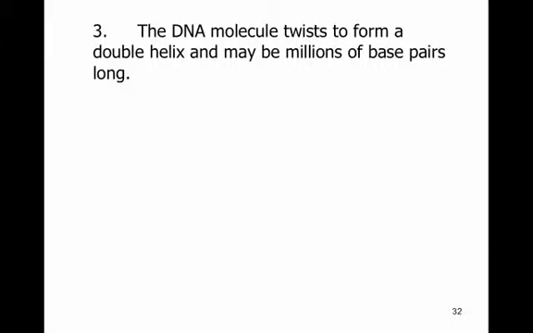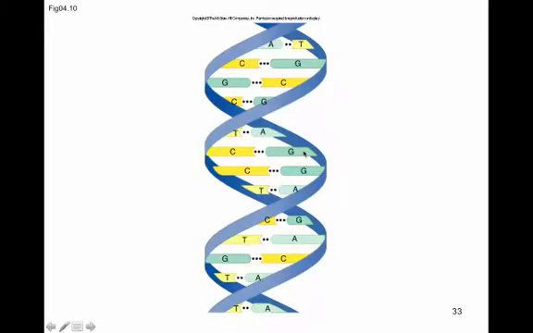The DNA molecule twists then and makes that double helix. So the sugar backbone is the blue strand that goes along, and then the base pairs are on the inside.